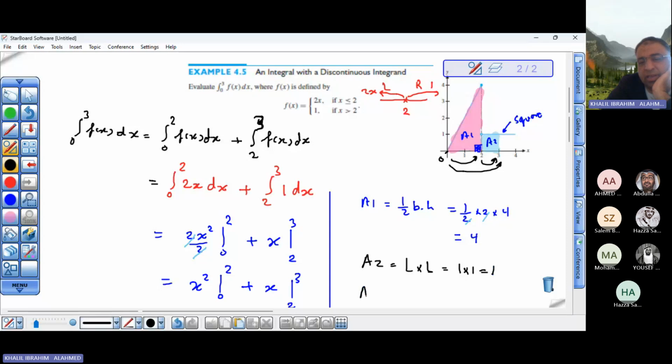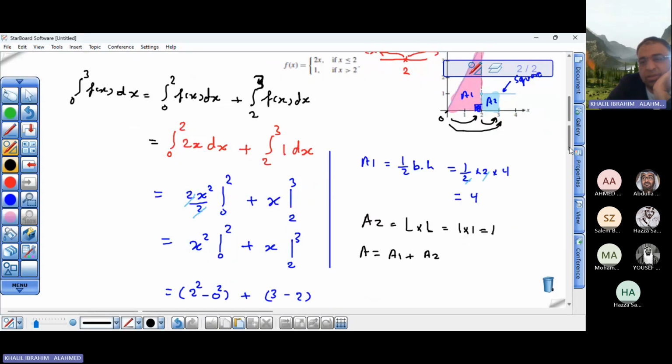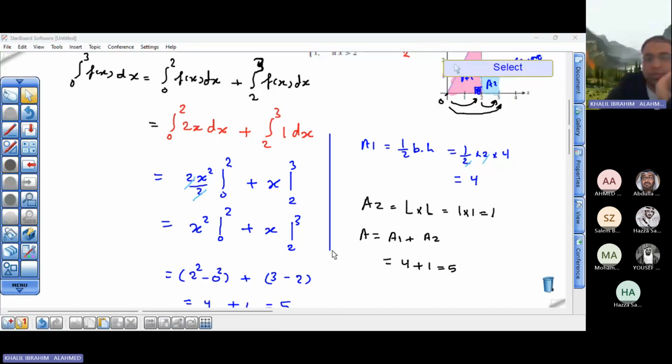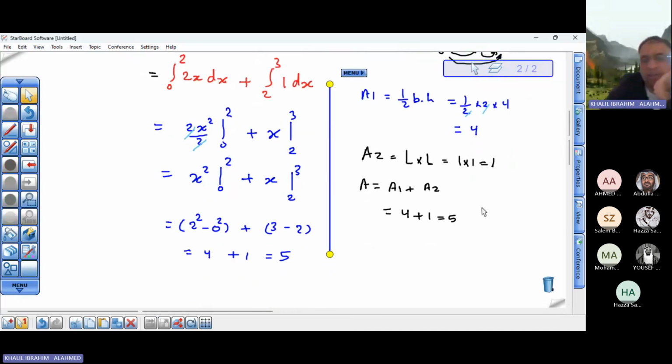The total area equals area 1 plus area 2. Substituting, this equals 4 plus 1. The final answer equals 5. The same answer in two methods. Here 5, also here 5. Be careful. Did you understand this? Okay, good.